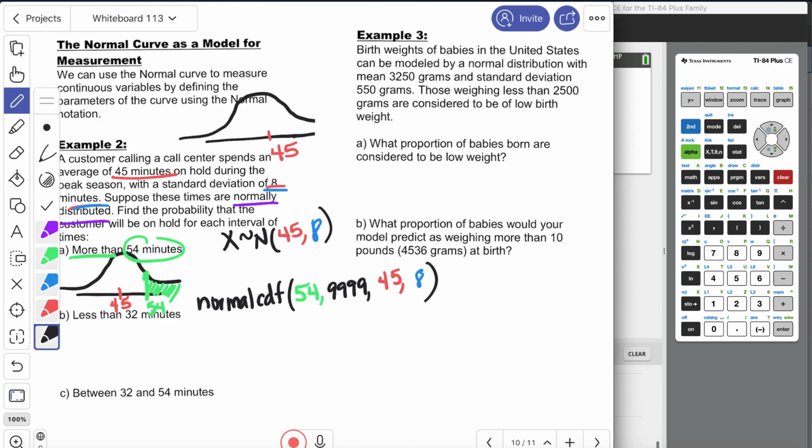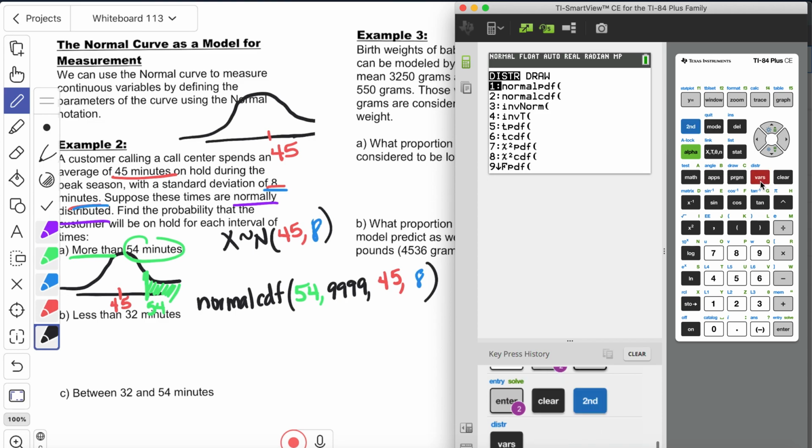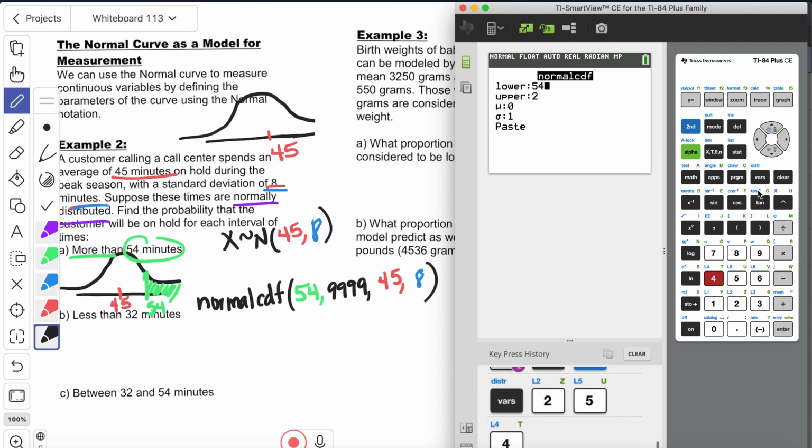So now when we go to calculate this, we'll go back to our calculators. And we'll go second, vars, normal CDF, number 2. Our lower bound is 54. Our upper bound, 999. Our mean is 45. And our standard deviation is 8. Paste that in. And we get this right here for our probability.